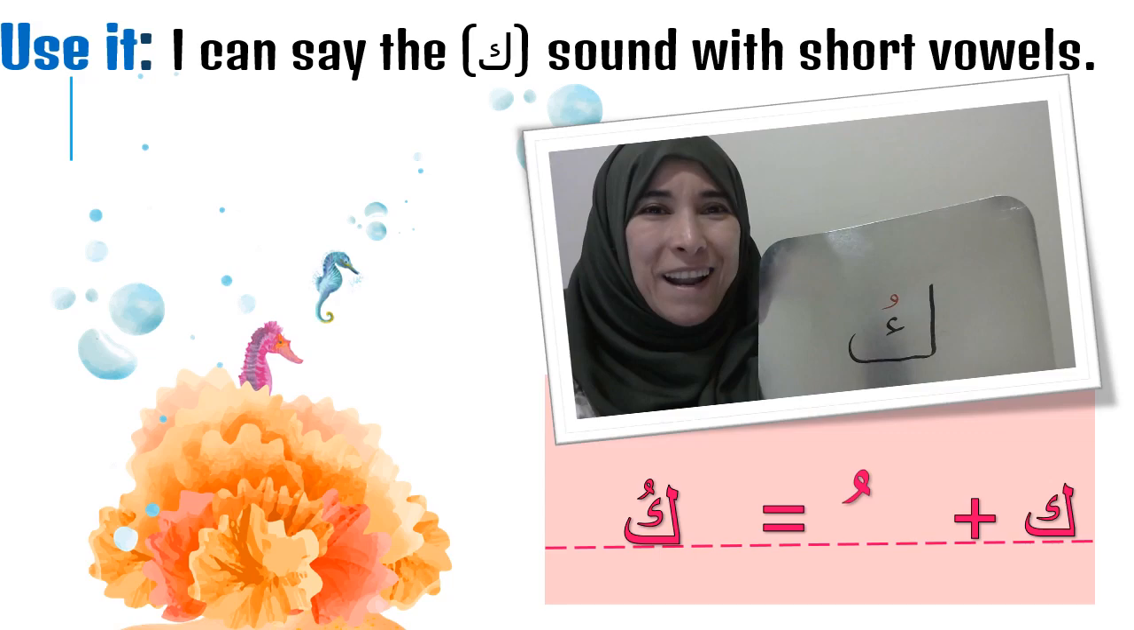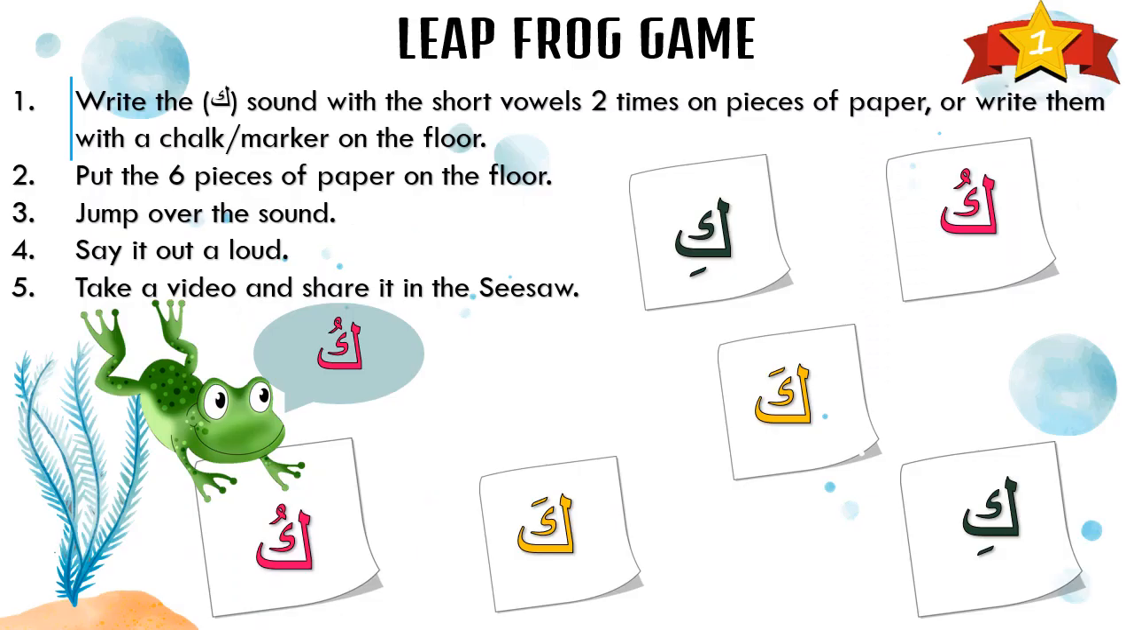Well done. It's time for level 1 activities. If you choose the Leaping Frog game, pause the video and write the K sound with short vowels 2 times on pieces of paper, or write them with chalk or marker on the floor. Jump over the sound, say it aloud. Remember to take a video and share it on Seesaw.